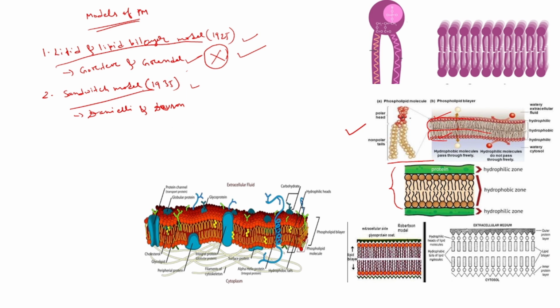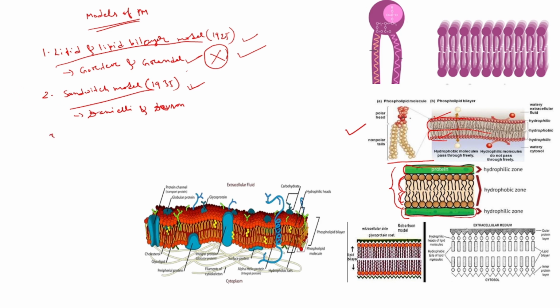According to this model, at the outer side the protein is present. Here is one protein layer, here is another protein layer, and inside, the lipid layer is present. That is why it is called a sandwich model. The lipids are sandwiched by the two protein layers. Inside the lipid is present, and this lipid layer is sandwiched by protein on the outer sides. So two proteins sandwich the lipid structure. This is the second model.